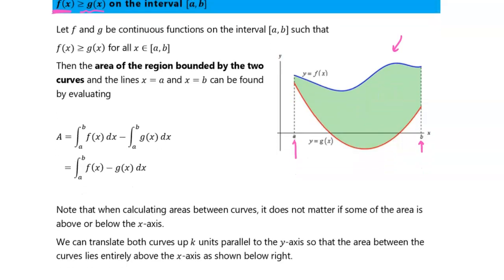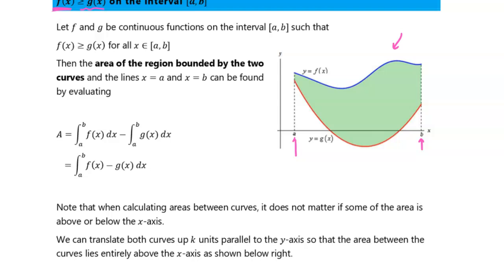To find that, we can do a very similar process to what we did when we were just finding the area under a curve. From a to b, we're going to integrate f(x) with respect to x, and now we're going to subtract the integral from a to b of g(x). And due to the nature of integrals, we can put both of these functions inside the same integral there.